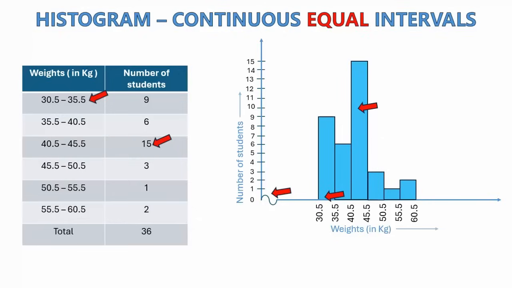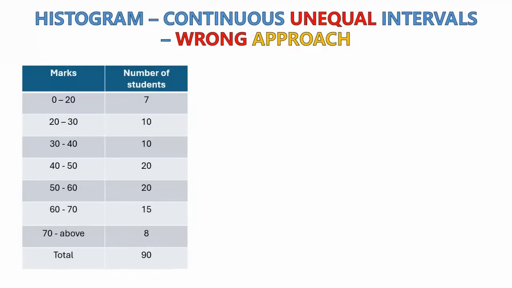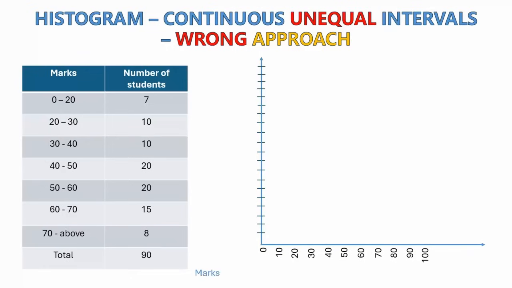Till now, the width of all the intervals on the x-axis are the same. For example, 1 unit on the x-axis is 5 kgs in this example. What happens if the intervals on the x-axis are of different widths? Let us look at an example where we can get it wrong and then we'll show you how to correct it. Here we have data of the range of marks and the number of students scoring those marks in those ranges. But the first range is 0 to 20, which is 20 marks, which is 2 units in width.